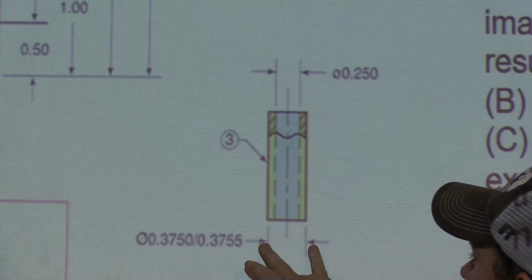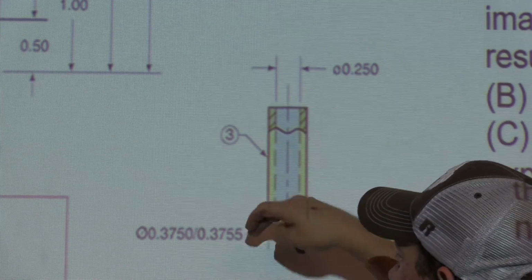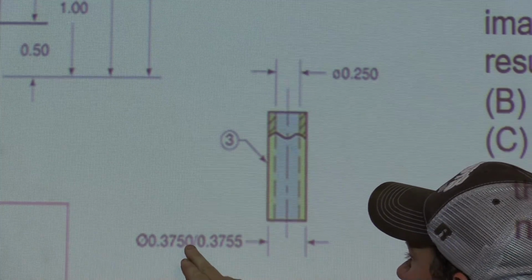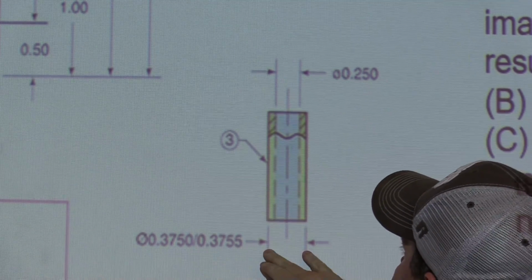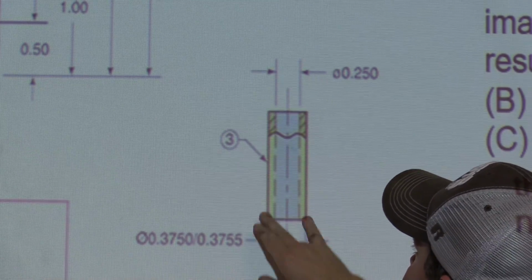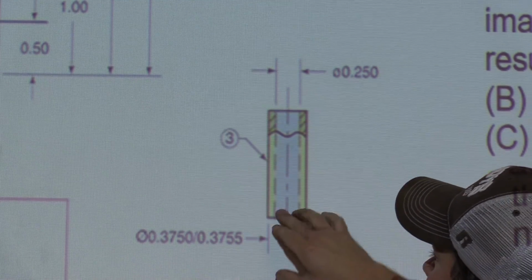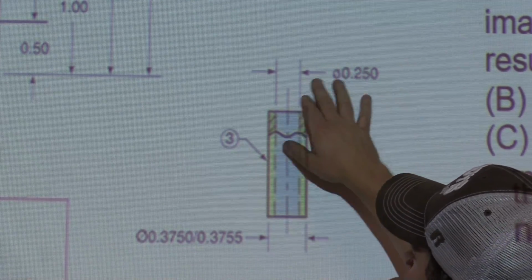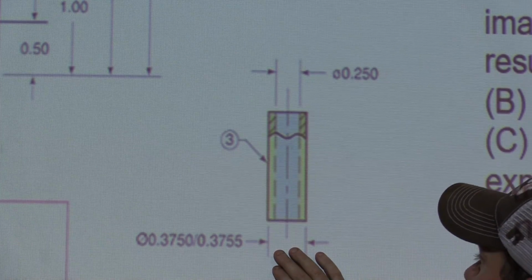So right here it's given us our dimension line off of our extension lines. Our dimensions are 3750 to 3755, okay? And it's given us an outside dimension. Now our internal dimension is 0.250. So as you can tell, naturally we're going to have to figure out what the difference of that is. So it ends up being 0.125.